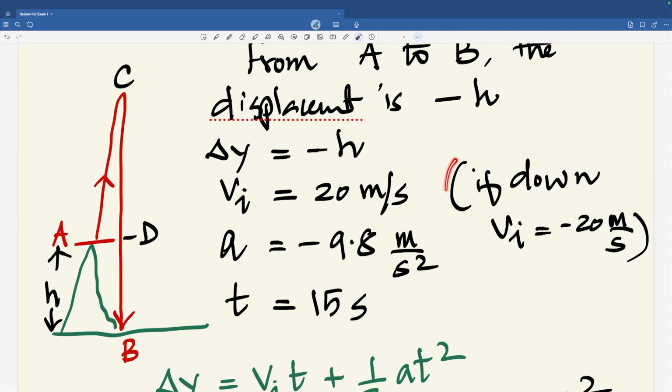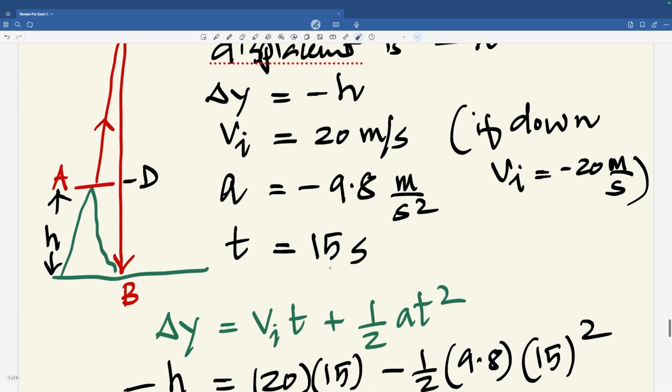And I wrote here, I just wanted to write it down here and say, hey, what if instead of throwing it up, it was thrown straight down? Very important. If it was thrown straight down, then we know it's going to take much less time to hit the ground. But also, you have to take the initial velocity as negative. I hope you're not confused. In this case, we're throwing it up, so it's positive 20. But if you're throwing it down, it's negative 20.